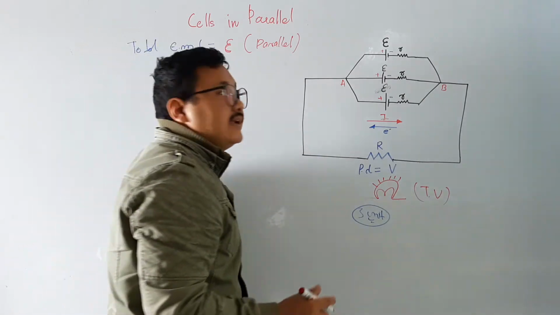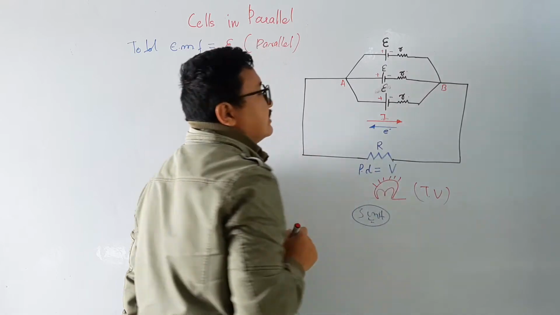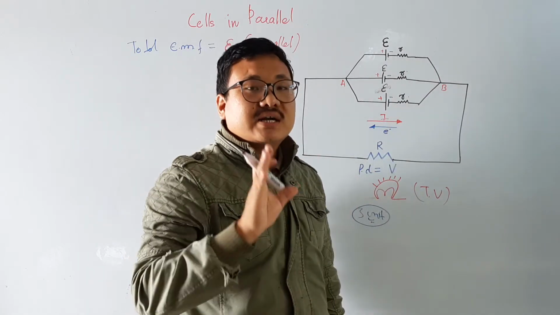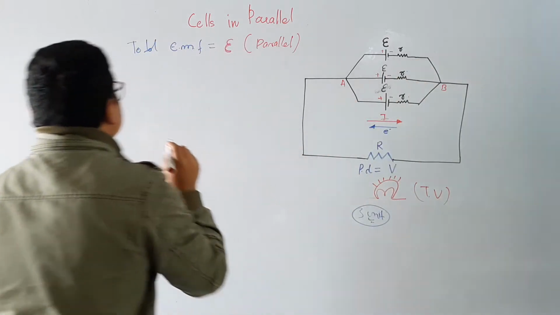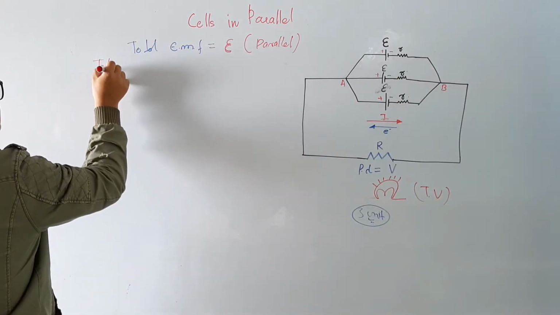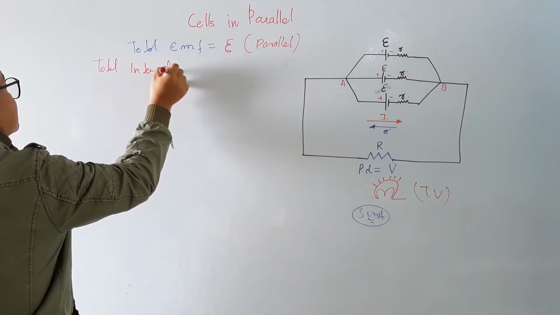Now, how many internal resistances are there? 1, 2 and 3 internal resistances are there. So what is the total internal resistance in this combination? So the total internal resistance.